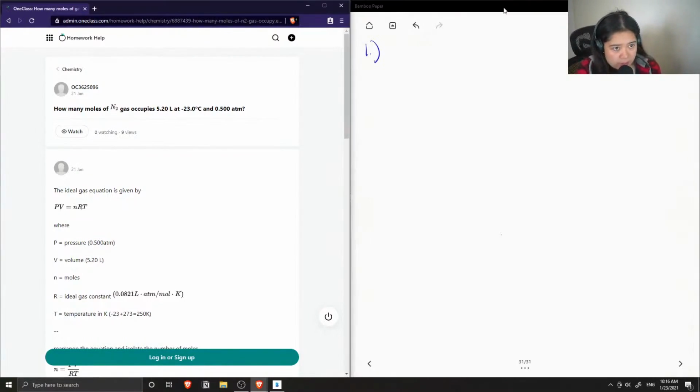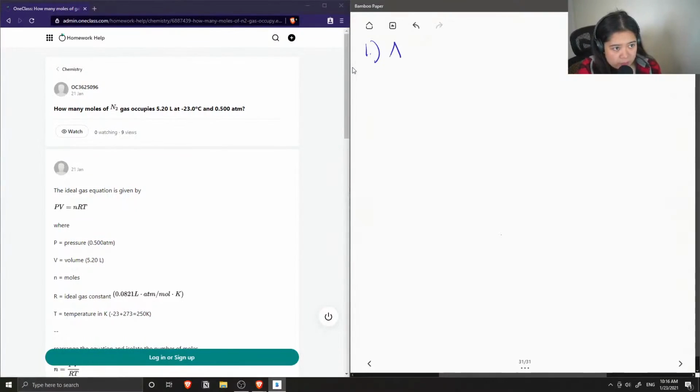Okay, so to answer this question, we are going to assume that the diatomic nitrogen gas acts as an ideal gas. The reason we want to assume that the N2 gas acts as an ideal gas is so that we can use the following equation where PV is equal to nRT.